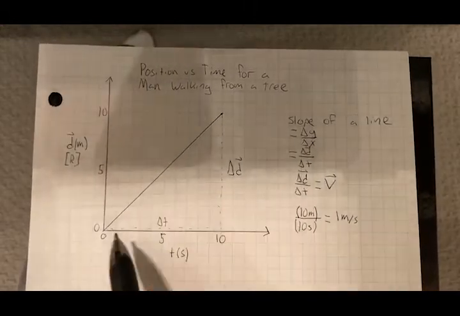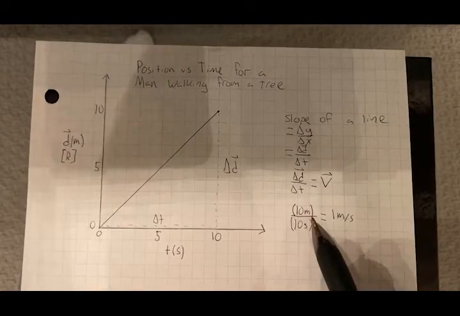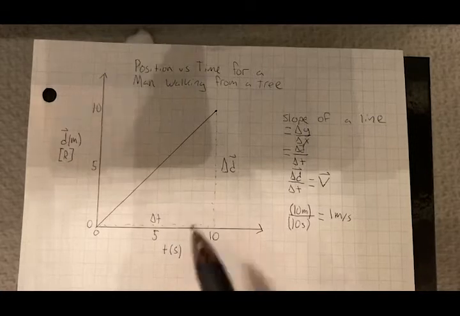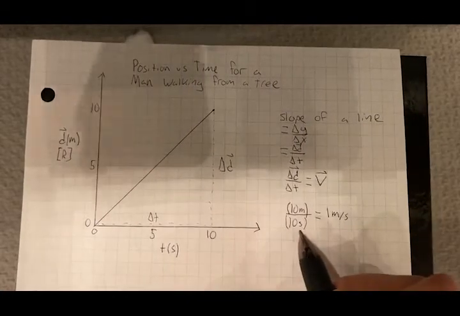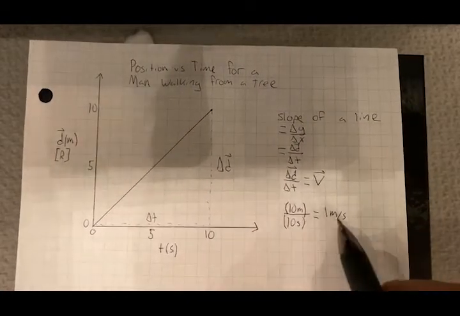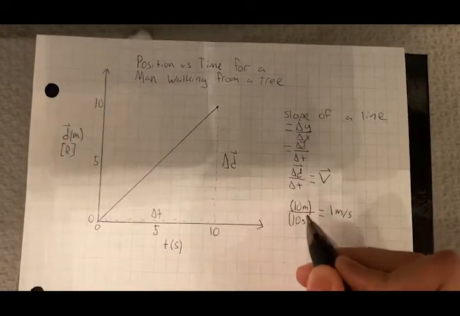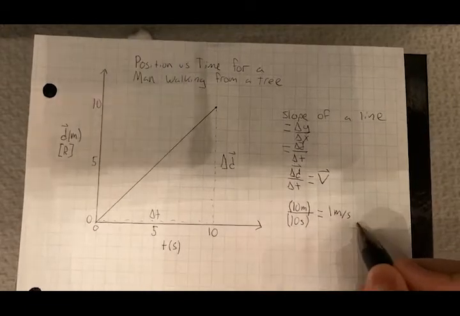So we're going to sub in what we have. Delta d is equal to 10 meters, positive, because it was to the right, that's what we defined. And delta t is equal to 10 seconds. So we get 1 meter per second as his velocity. The units are meters divided by seconds, therefore meters per second.